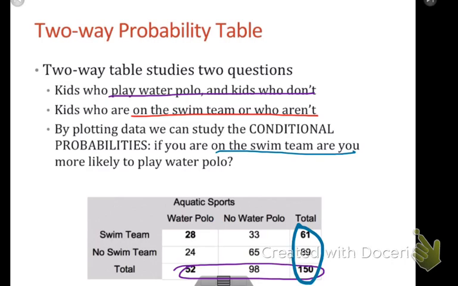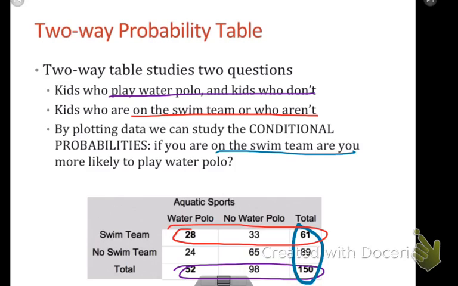So in that case, you're going to look at this data right here. You're on the swim team. Are you more or less likely to play water polo? So 28 out of 61 people versus 33 out of 61. So if you look at a conditional, the condition is you're on the swim team. Then you say, well, are you more or less likely to be playing water polo?